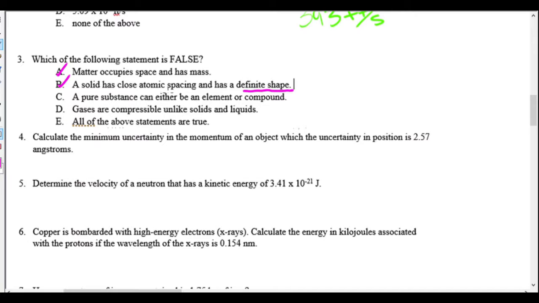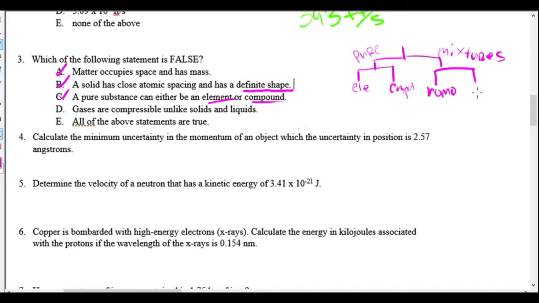A pure substance can either be an element or a compound. That is also true. So when you're trying to identify something, it's going to branch off right here. You're going to be talking about pure, or you're going to be talking about mixtures. When you talk about pure stuff, that will branch off into these two things. It's either going to be an element or a compound. ELE, CMPD. And for mixtures, you have two choices: homogeneous and heterogeneous.